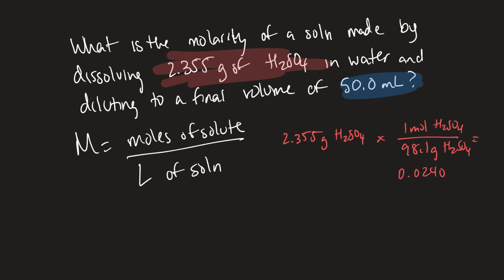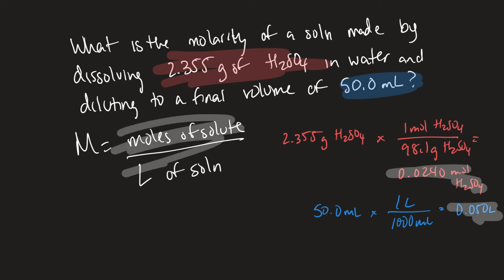I put this in a calculator and I get 0.0240 moles of H2SO4. Then, for the last part, I have 50.0 milliliters of solution. I know for every 1,000 milliliters, I have 1 liter. So it turns out to be 0.050 liters of solution. I'm going to use these numbers in my equation here.